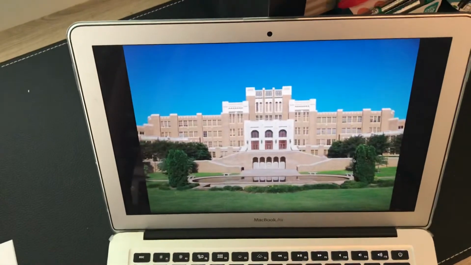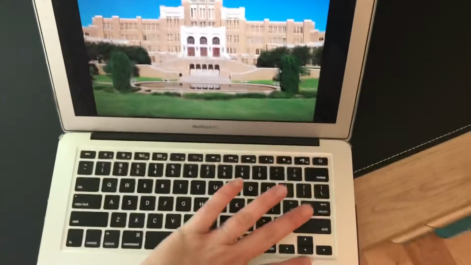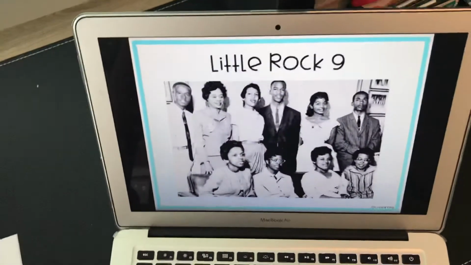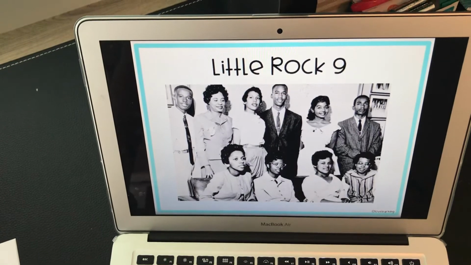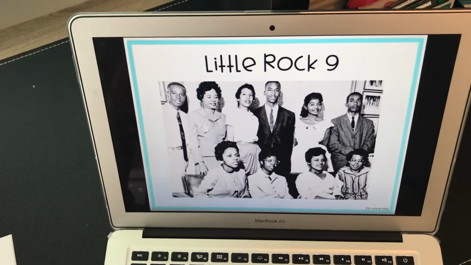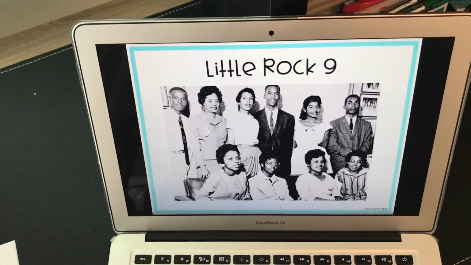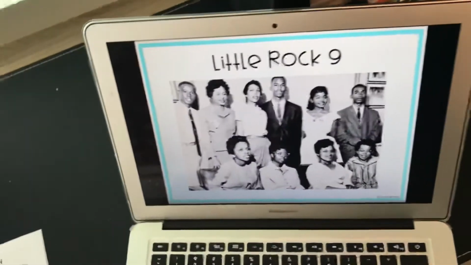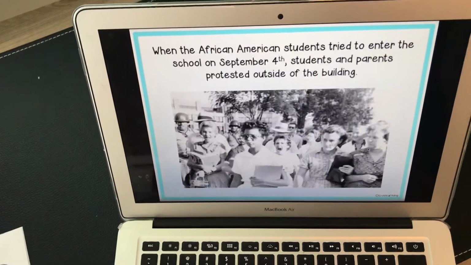So this is the school in Little Rock, Arkansas, Central High School. And then this is the group, the oldest being 17 years old. These were high school students just trying to make a difference, to go to a school that they thought was better than the one they were currently going to. And they were willing to withstand a lot of pressure.